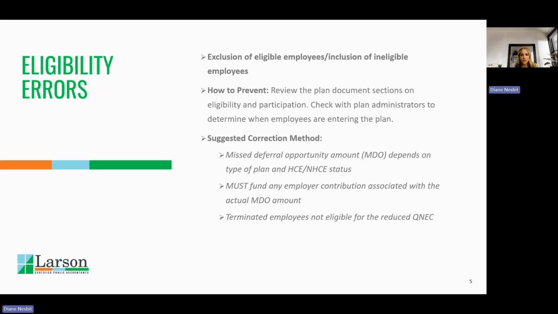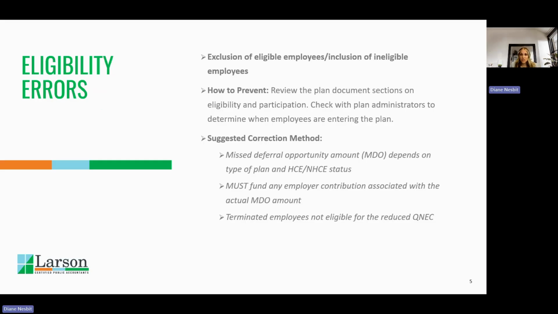Okay, eligibility error. So what we see here a lot is an eligible employee is excluded from the plan or not allowed to enter the plan at the correct time. Or also we see it on the flip side where there potentially could be an ineligible employee that was allowed to enter the plan and make contributions.